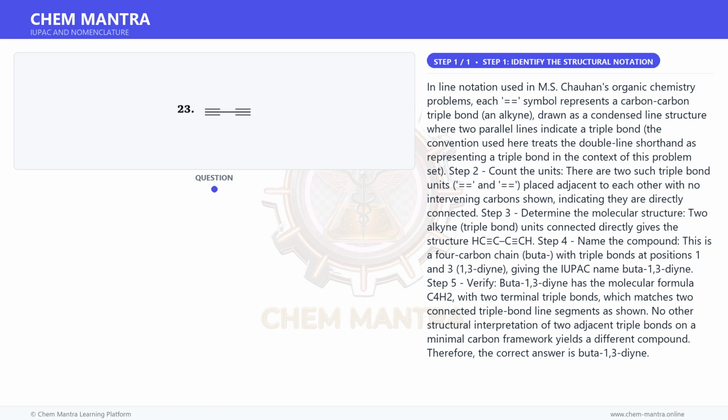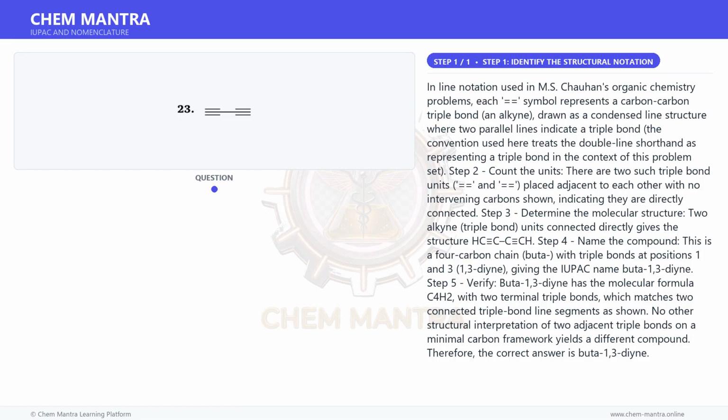Step 2. Count the units. There are two such triple bond units, placed adjacent to each other with no intervening carbons shown, indicating they are directly connected.